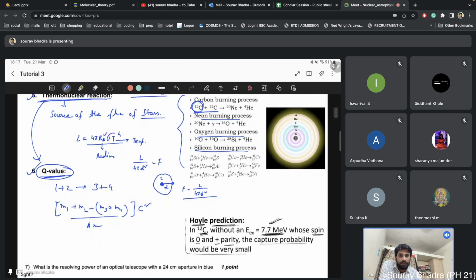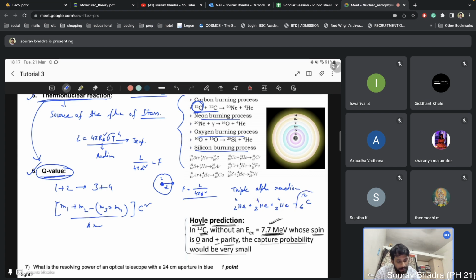Now, how does this carbon form? One of the understandings is called the triple alpha reaction. That means you have three He, or alpha particles, and they will create 6C12. Okay, so this is called the triple alpha reaction.